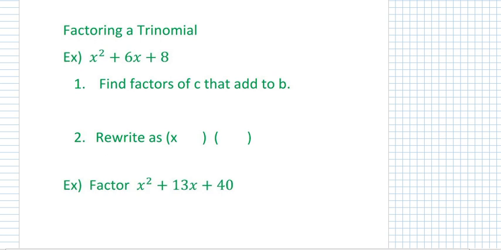Factoring a trinomial. Remember, factoring a trinomial, you want to find the factors of C. Some people, I like to refer to this as the diamond method. Find the factors of C, so 8, that add to B, which is 6. Remember, it's ax squared plus bx plus c. The factors of 8 that add to 6 are 4 and 2. So then you're just going to rewrite it as x plus 4 and x plus 2.